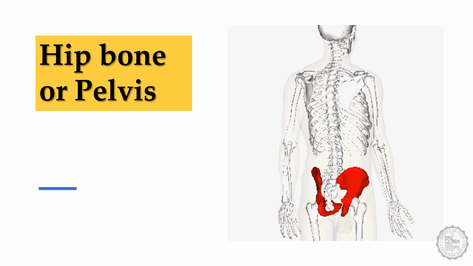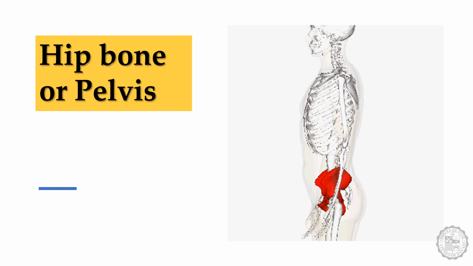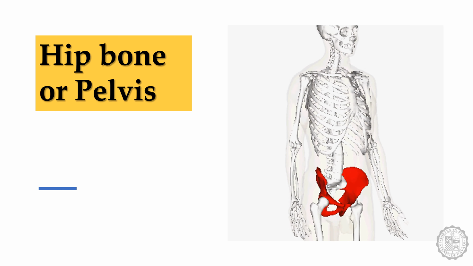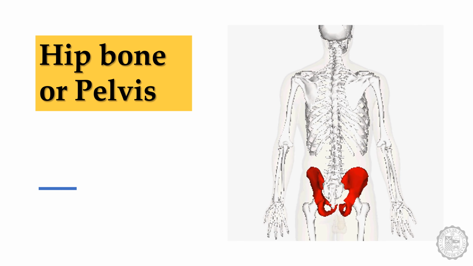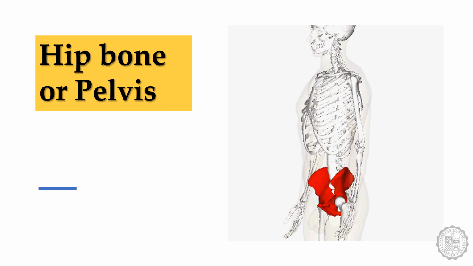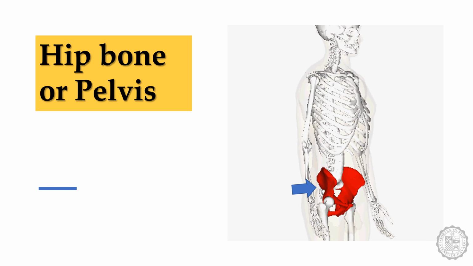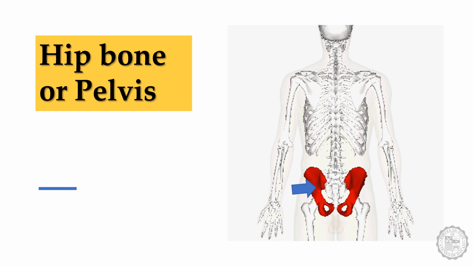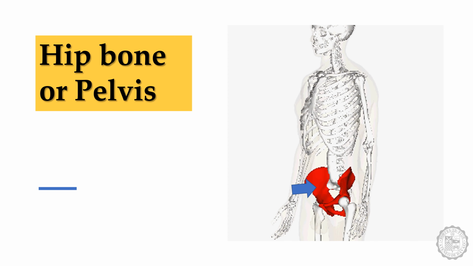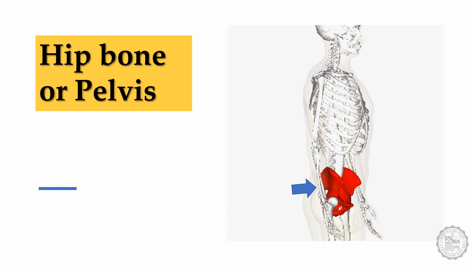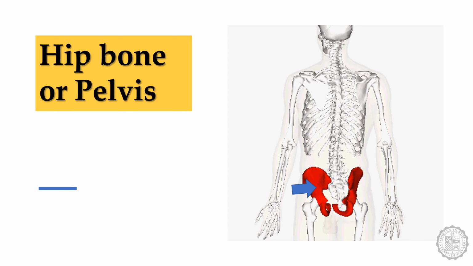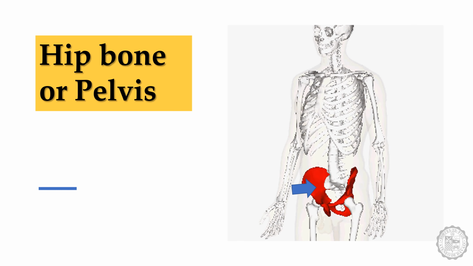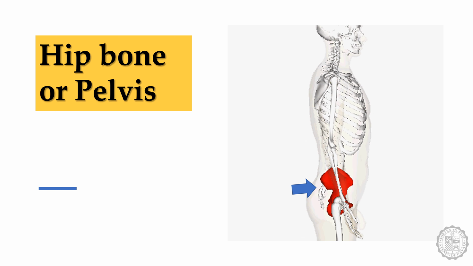Hip bone, also known as the pelvis. Your hip bone helps you stand upright and move because it supports the body's weight. It is critical to the body structure. It also protects the intestines. The pelvis rests between the abdomen and the thighs, and it bears the weight of the upper body.